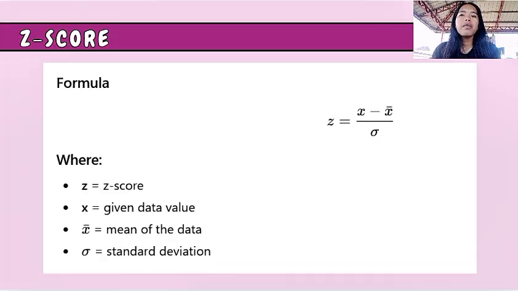The z-score formula is z equals x minus x bar divided by sigma. A z-score tells us how many standard deviations a value is away from the mean. A positive z-score means the value is above the mean, while a negative z-score means it is below the mean.